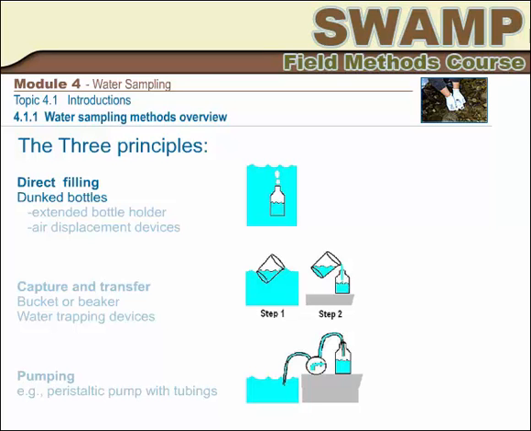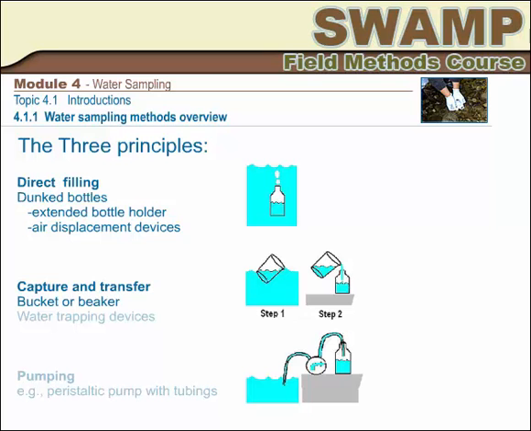Variants of this method include use of devices that hold the container and allow for extended reach from a bridge, for example a weighted basket, or from the bank, such as a pole with a clamp. Another variant of the direct filling principle makes use of an air displacement device, which holds the sample container within its body and allows for sampling at a discrete depth. The second way includes the use of a device to grab or trap a chunk of water and then transfer the water into a sample container that will be shipped elsewhere.